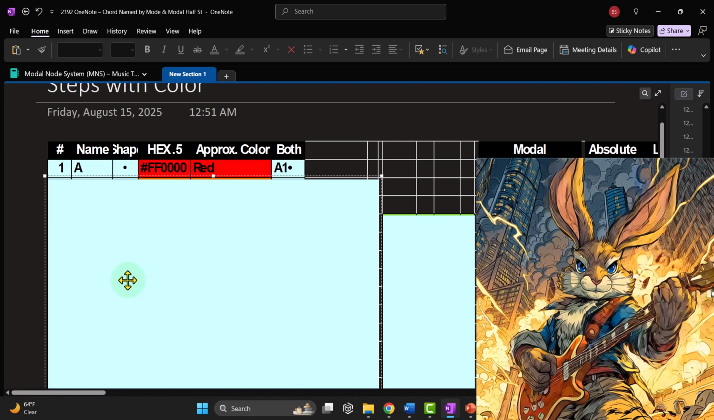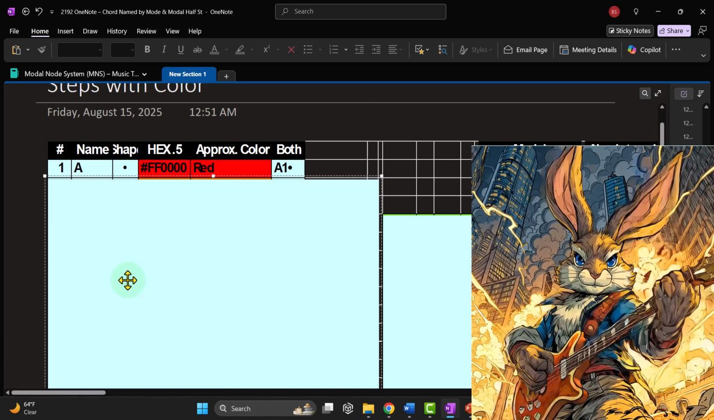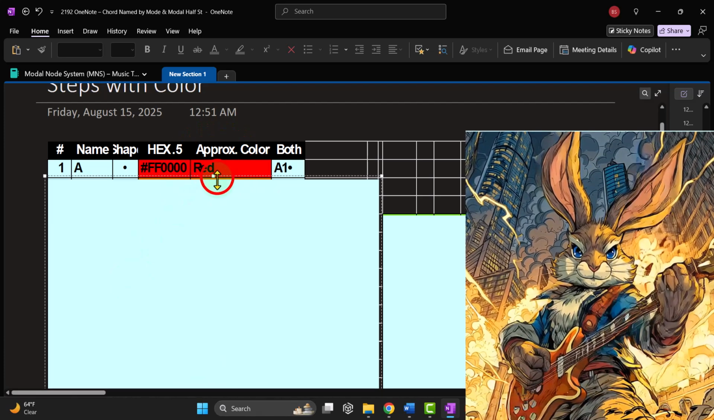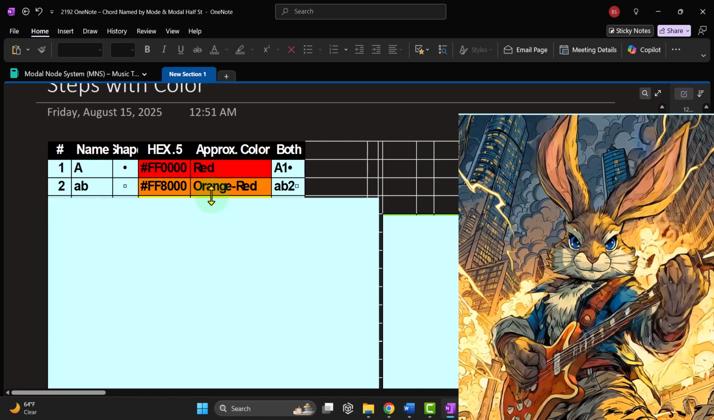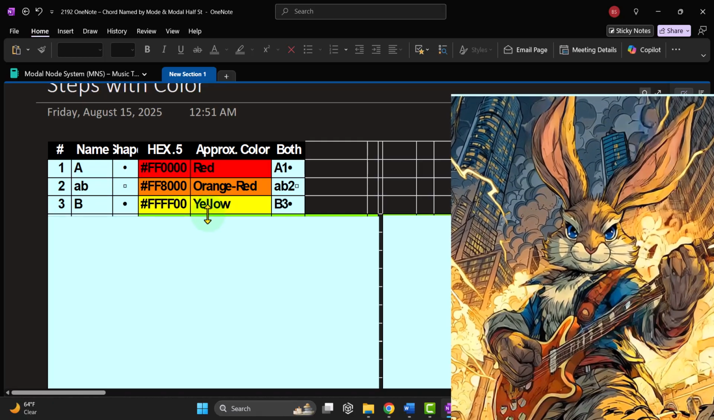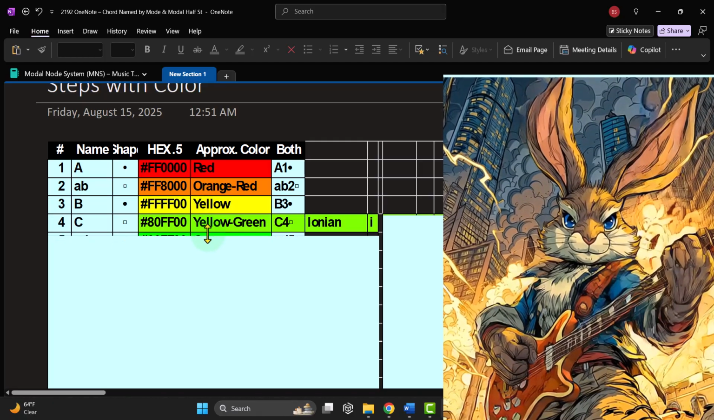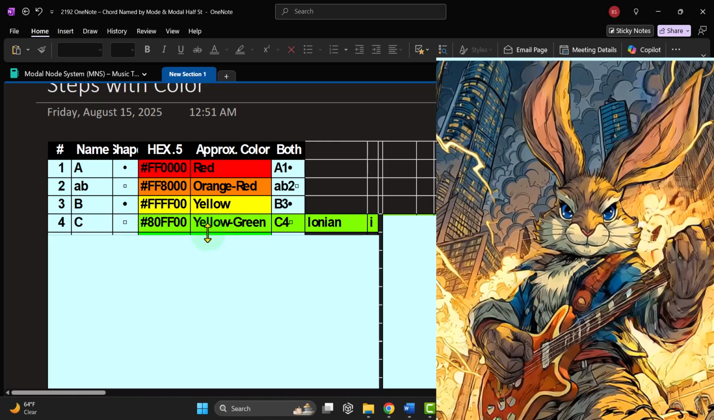So remember the points, we can assign color to the point. So let's just give a quick recap. An A is red, an A sharp or B flat is orange, the B note is yellow, the 4th note is a C note, it's yellow-green.